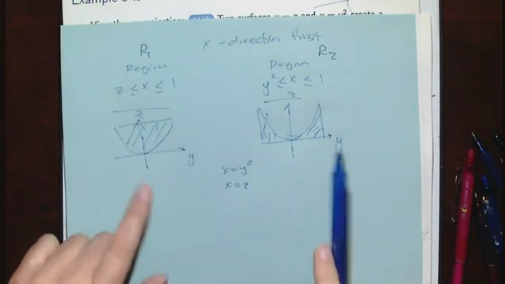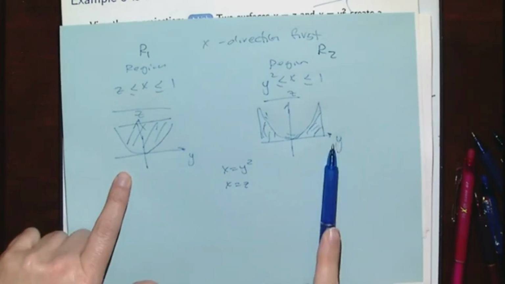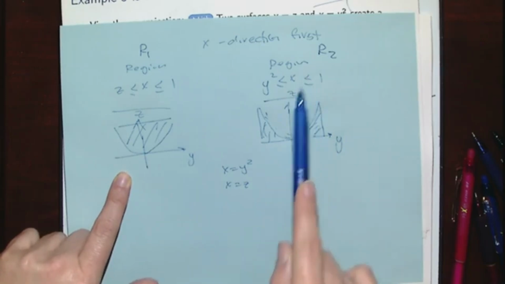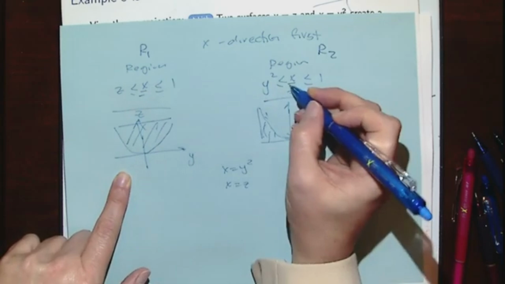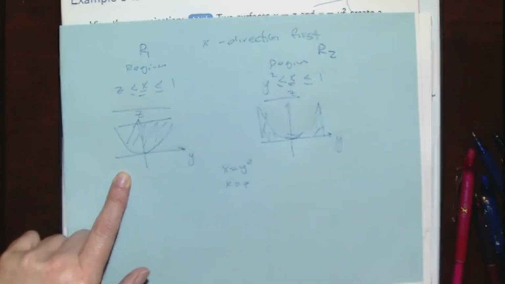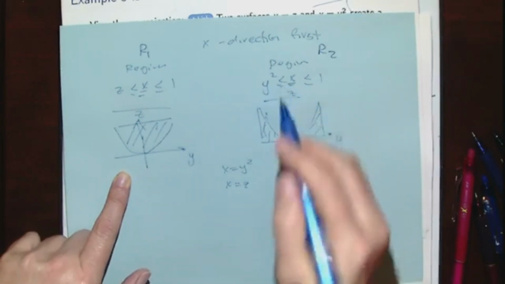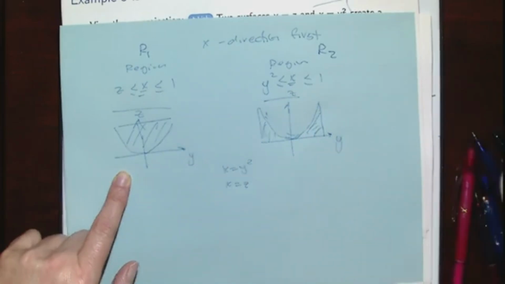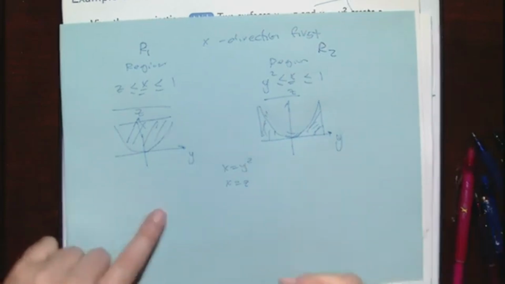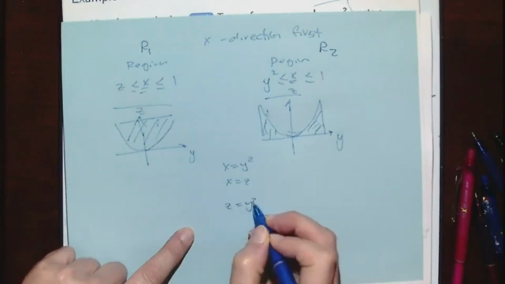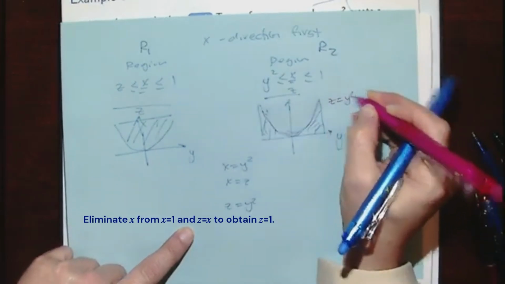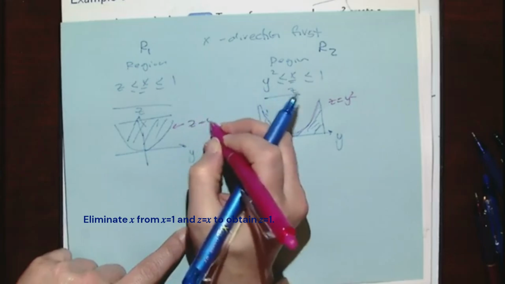Which variable do I not want after the most inner? X. Most inner is x. I already set it up. Surface to surface, right? This is surface to surface, I set it up. Most inner surface to surface, and I set it up. So I eliminate x between the two of them. What do I get? Z equal to y squared. So this is going to be z equal to y squared.